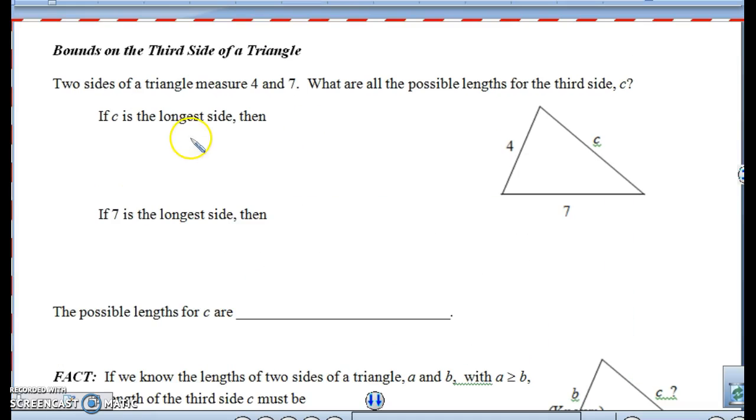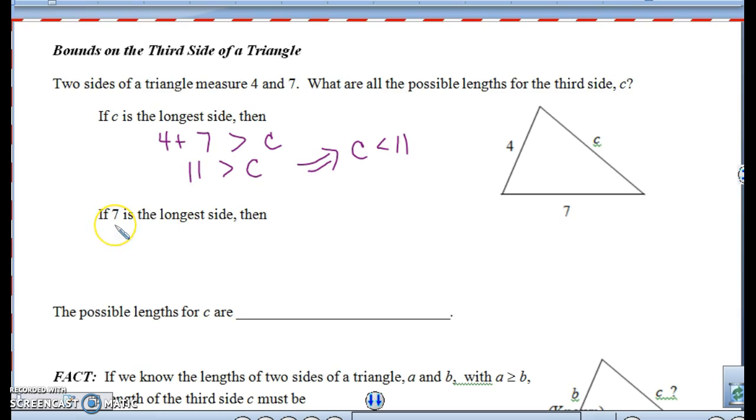Now, let's suppose that C is the longest side. Then if C is the longest side, the sum of these two must be greater than the third side. So that means 4 plus 7 would have to be greater than C. Combine your terms here: 4 plus 7 is 11, which is greater than C. So if 11 is greater than C, that means C has got to be less than 11.